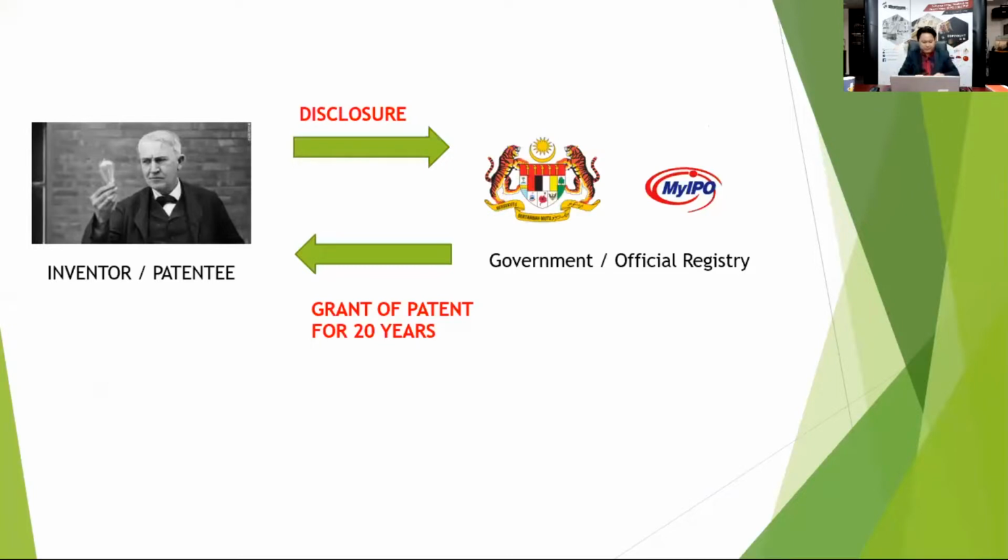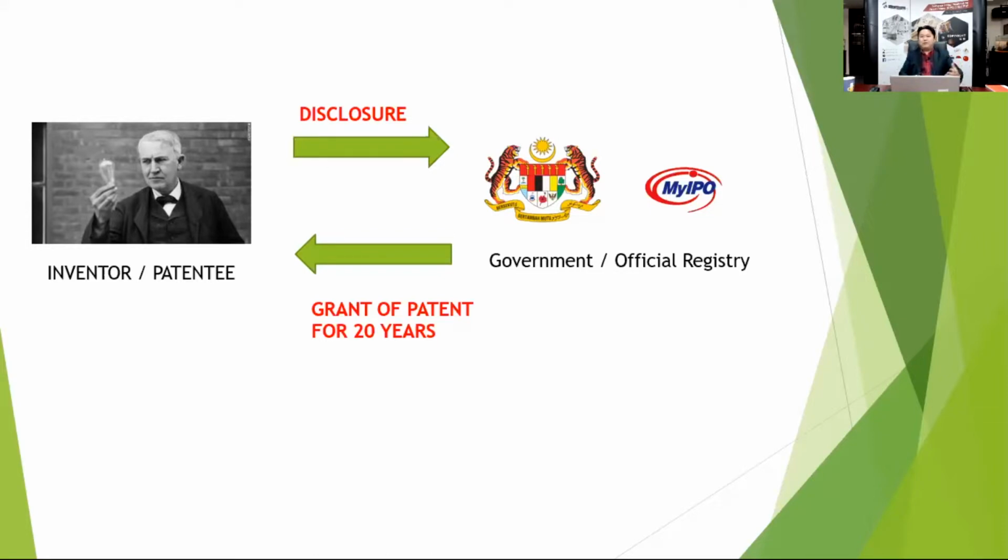Okay, let's come back to the very fundamentals. So what's a patent? A patent is basically an exchange of information and the grant of a monopoly. As an inventor or patentee, you are required to disclose your invention to the authority, to the government, to MyIPO in Malaysia. In exchange, the government will recognize your invention and grant you a monopoly for 20 years. That's the deal, that's an exchange.